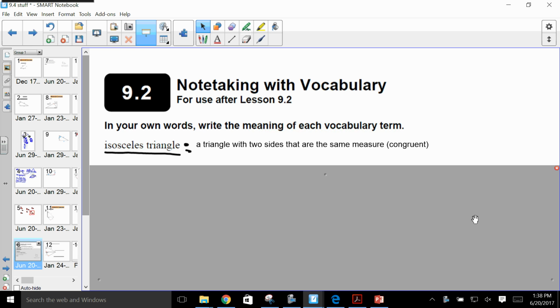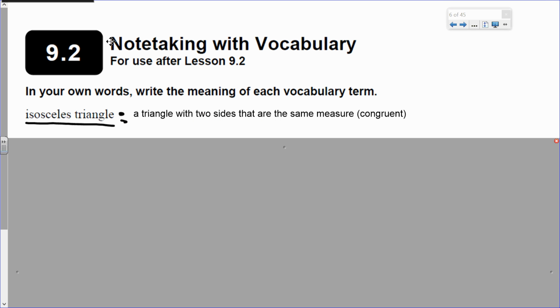All right. So an isosceles triangle is a triangle with two sides that are the same measure. The same measure. The word for that is congruent. And off to the side, this is your own note guide. You're going to keep this note guide. You're not turning this in. This is for you.